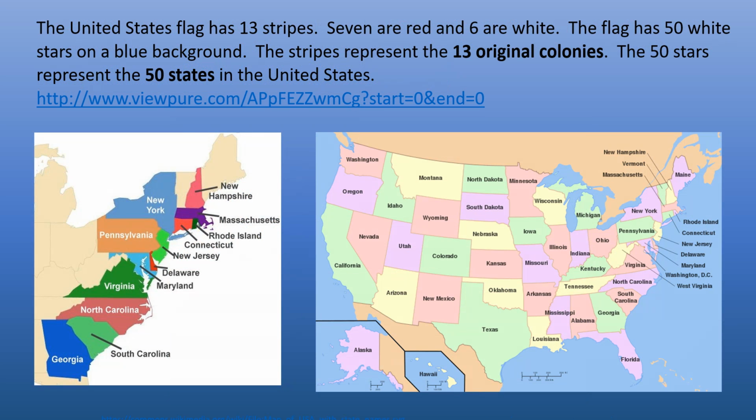The United States flag has 13 stripes. 7 are red and 6 are white. The flag has 50 stars on a blue background. And as we talked before, the stripes represent the 13 original colonies. So on the left is a map of the 13 colonies, and those are the colonies that the Pilgrims established when they came over. And then on the right, after many, many years, we had the 50 states, and here's a map of the 50 states. And here's South Dakota.